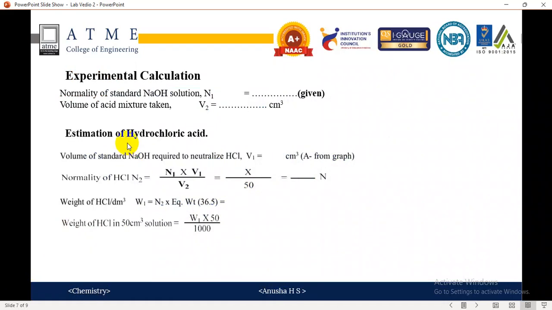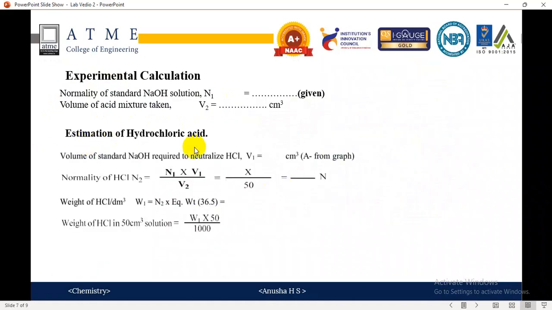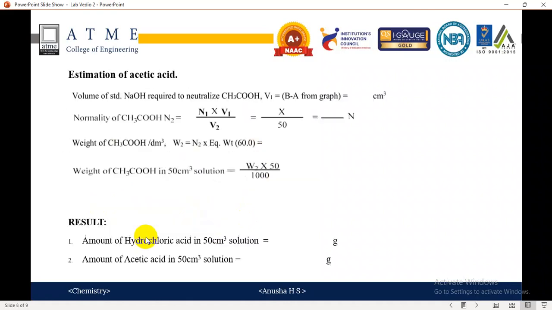For the final experimental calculation, we take the normality of the standard NaOH solution, which we have already calculated, and the volume of NaOH consumed, which is taken from the graph. For the estimation of hydrochloric acid, V1 is taken from the graph. Substitute the values, with the equivalent weight of HCl being 36.5, and calculate the weight of HCl in 50 cm³ of solution.